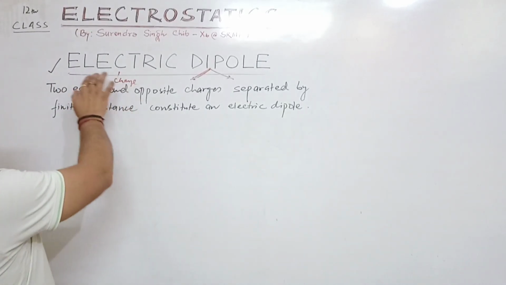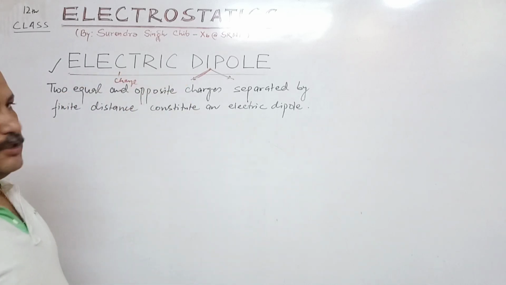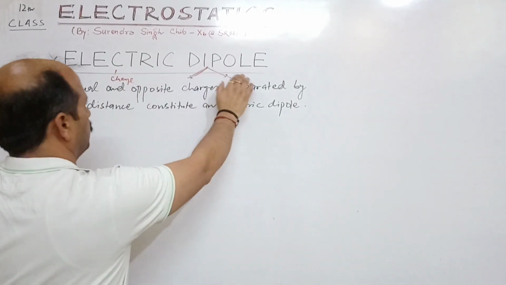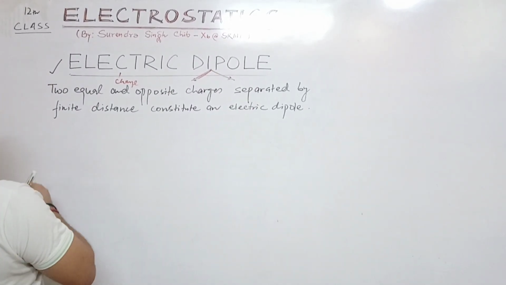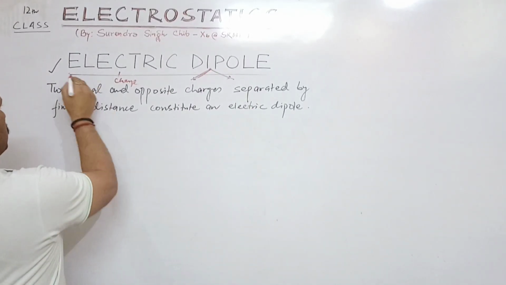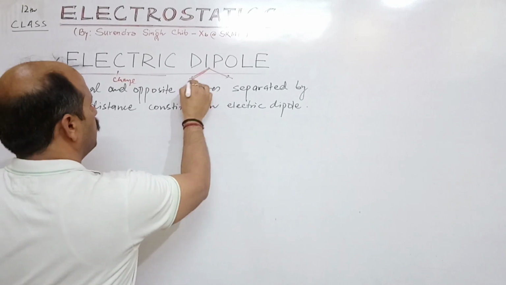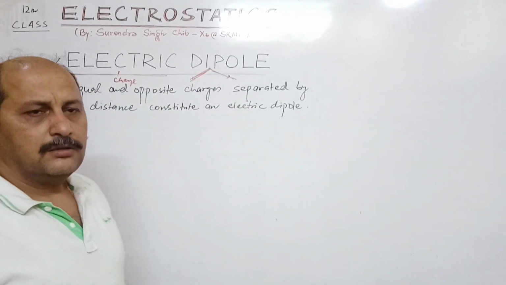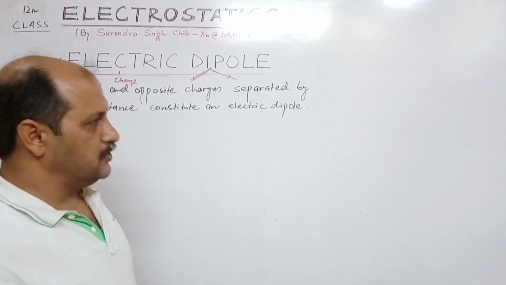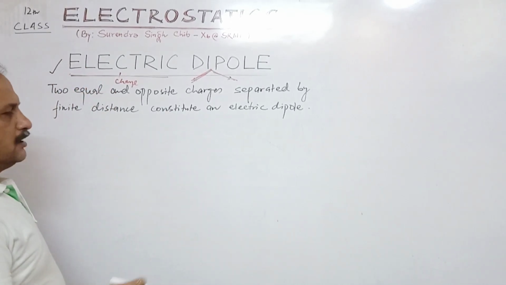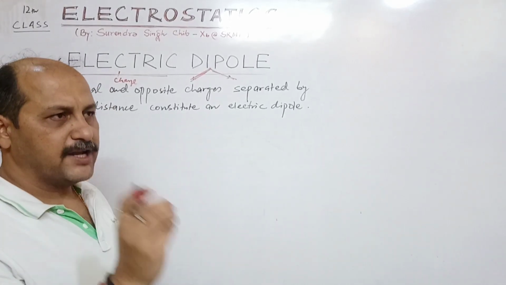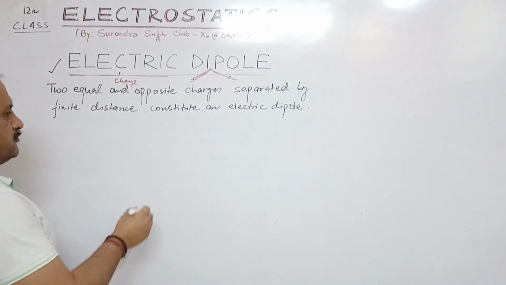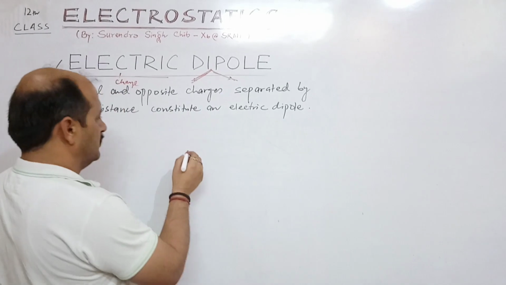Today I will tell you something about electric dipole. What is electric dipole? See, electric means charge, you can say. Dipole means it has two poles. So when two equal and opposite charges are separated by a finite and small distance, they constitute an electric dipole.